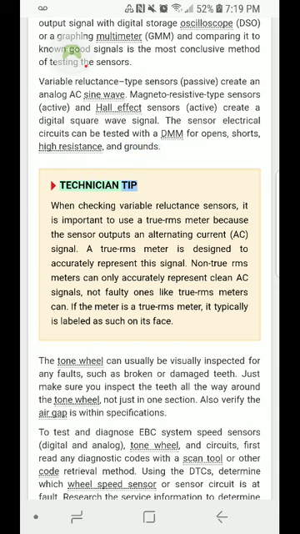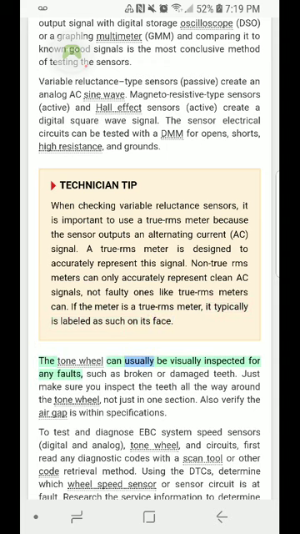Technician tip. When checking variable reluctance sensors, it is important to use a true RMS meter because the sensor outputs an alternating current, AC, signal. A true RMS meter is designed to accurately represent this signal. Non-true RMS meters can only accurately represent clean AC signals, not faulty ones like true RMS meters can. If the meter is a true RMS meter, it typically is labeled as such on its face.